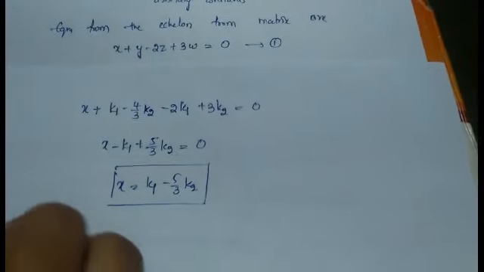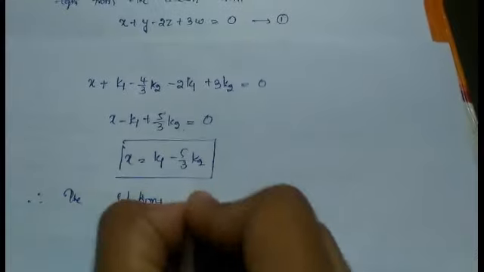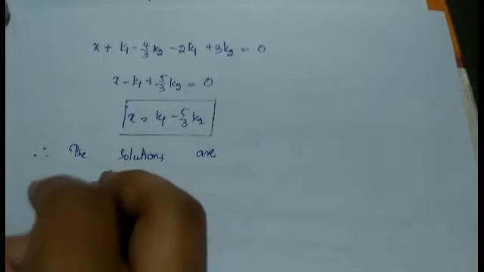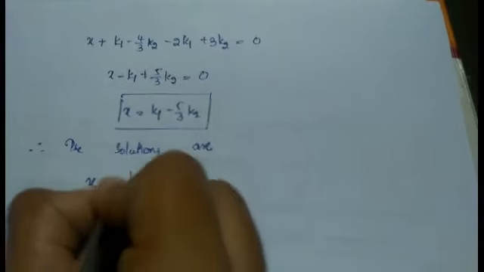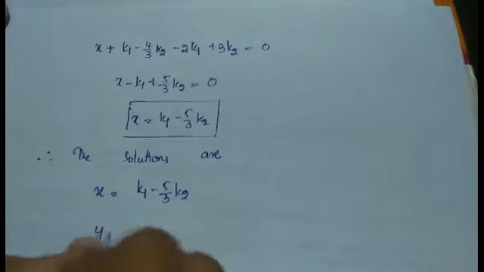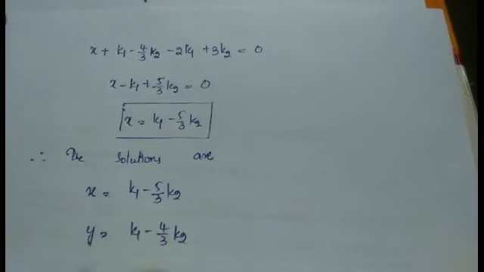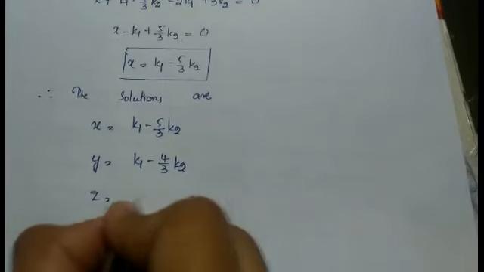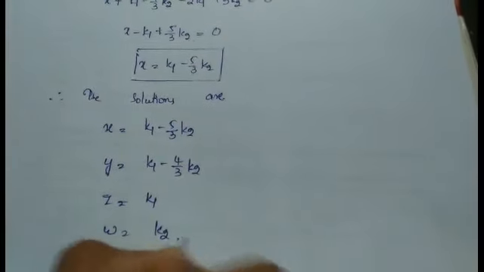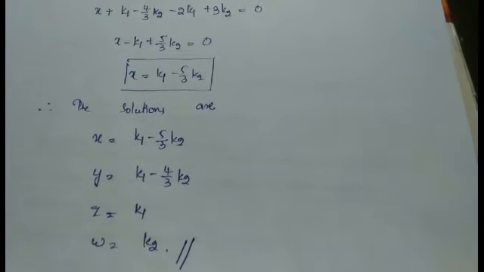Now at last the solutions, it means the values of x, y, z and w, are x is equal to k1 minus 5 by 3 k2, and y is equal to k1 minus 4 by 3 k2, z is equal to k1 and w is equal to k2. So this is the final answer which we are getting.